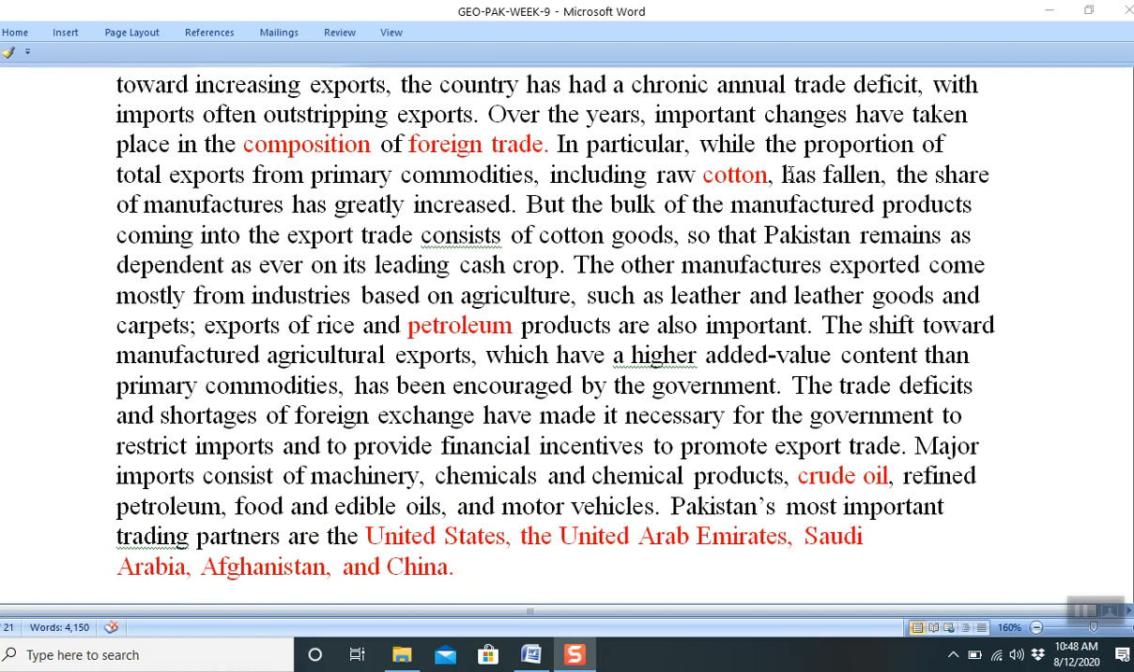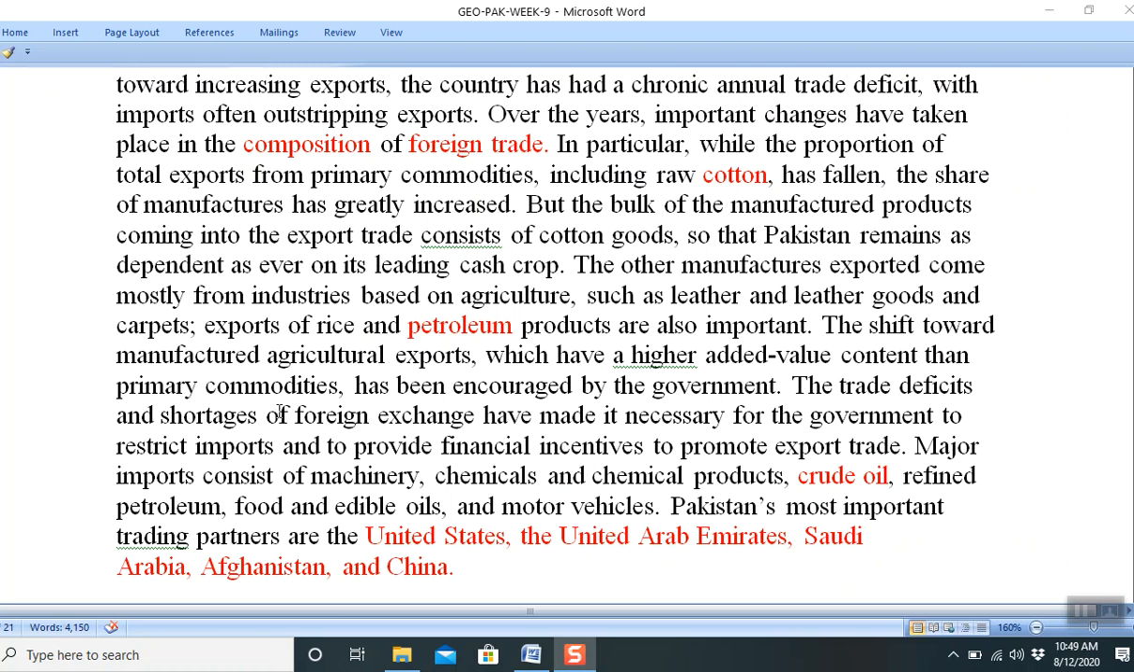In particular, while the proportion of the total exports from primary commodities, including raw cotton, has fallen, the share of manufactures has greatly increased, but the bulk of manufactured products coming into the export trade consist of cotton goods, so that Pakistan remains as dependent as ever on its leading cash crop. The other manufactured exports come mostly from industries based on agriculture, such as leather and leather goods, and carpets. Export of rice and petroleum products are also important.